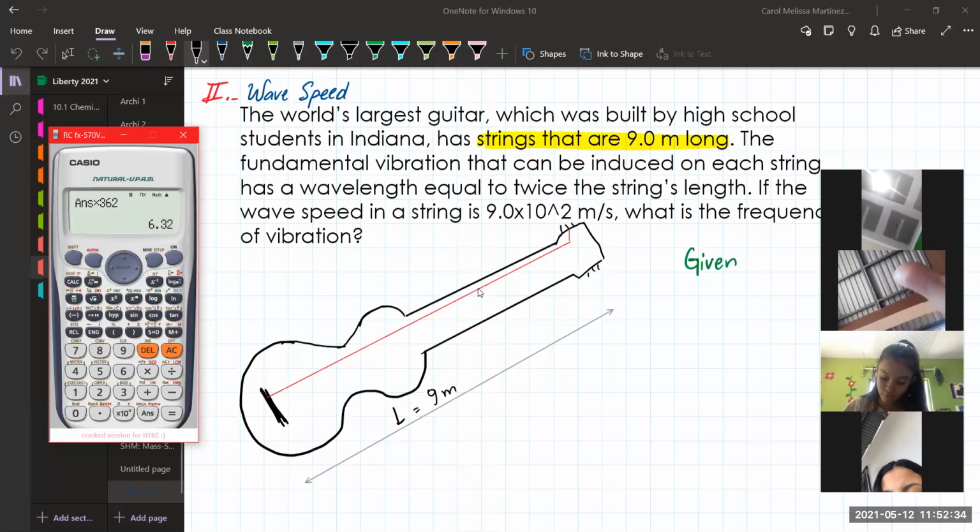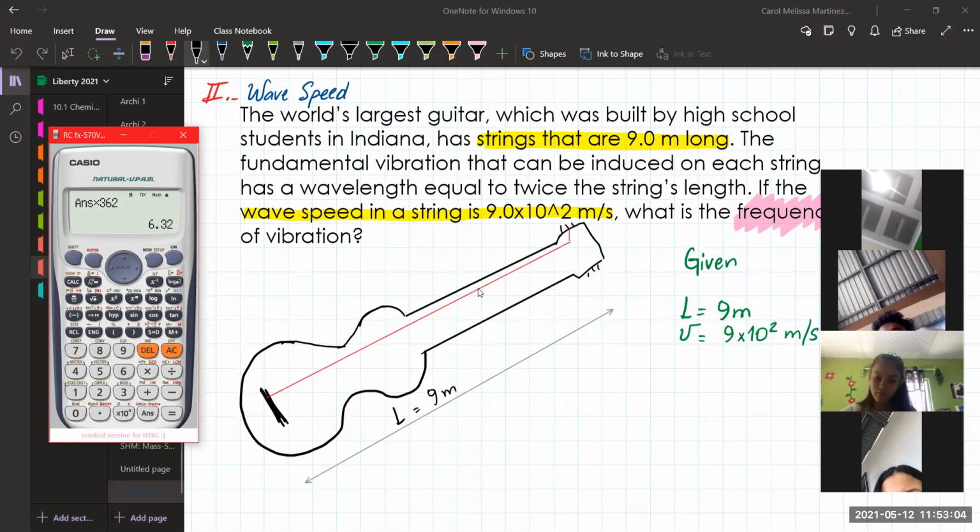Okay, and also if you continue reading, it says that it has a wave speed of 9 times 10 to the second power meters over second, and they're asking you to find the frequency. So you write the data. The length of the string is 9 meters. The wave speed is 9 times 10 to the second power meters per second. They're asking you to find the frequency.